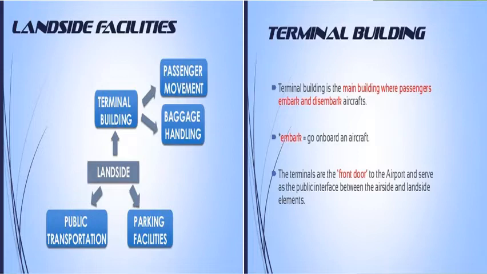Terminals are the front doors. Terminals are called front doors, where they act as an interface between the public and the land side. As I told you, it is a bridge between the airport and the aeroplane, or from the terminal building to the aeroplane.